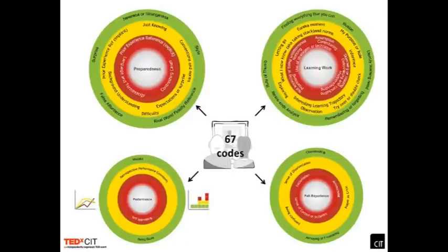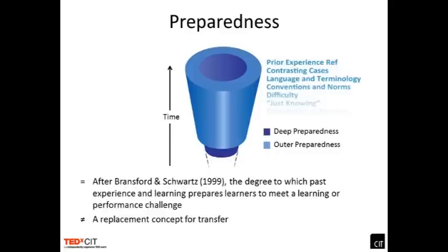I had 67 first-order codes, and these were subsumed into 4 new constructs, if you like. Those of preparedness, learning work, felt experience, and performance. Okay, so everything fitted into those 4. And I used that to build a model of what I thought was going on for people when they were playing these games. So let me explain each one of these in turn, and then, as I'm doing so, gradually build that model for you.